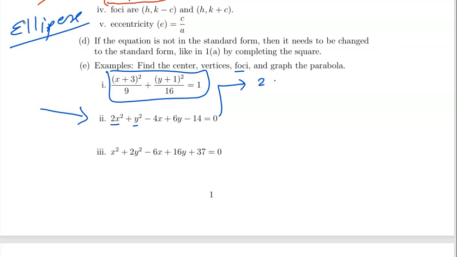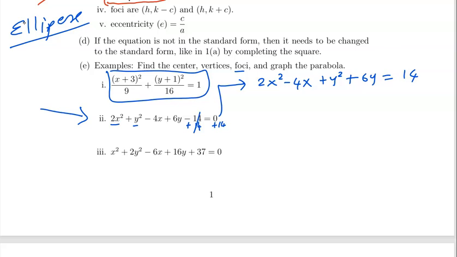So 2x squared, and then I'm going to bring that 4x next to that one, and then plus y squared plus 6y, and then that constant I'm going to add 14 on both sides, and I'm going to take it to the other side. Okay.